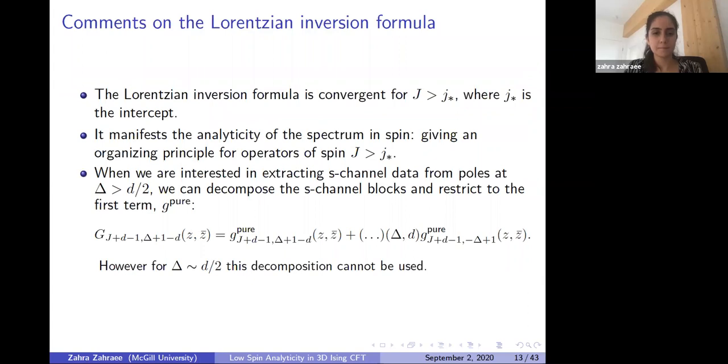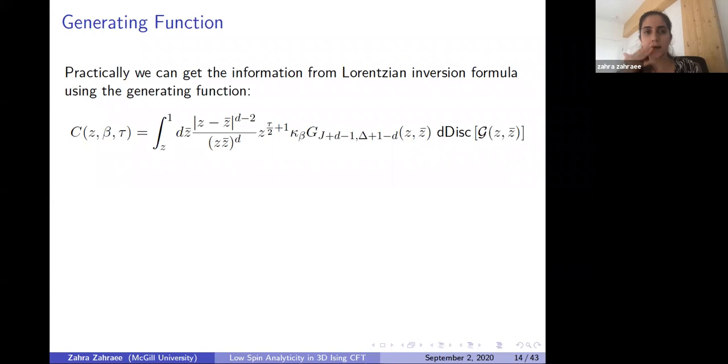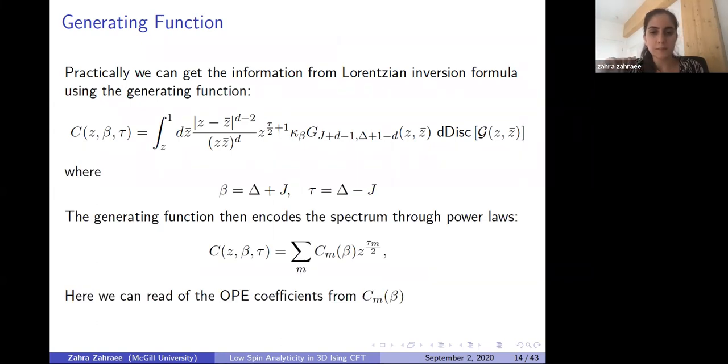So the final point in this slide is that this decomposition, we don't expect it to hold for delta of order d over 2. So the question is how, practically, we extract information from the inversion formula, and the answer is through the generating function. The generating function is a function which depends on beta, tau, and z. Beta being the conformal spin is the sum of the conformal dimension plus the spin, and tau being the twist, which is the dimension minus the spin.